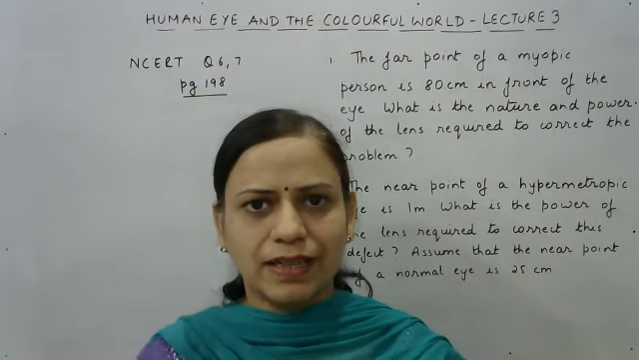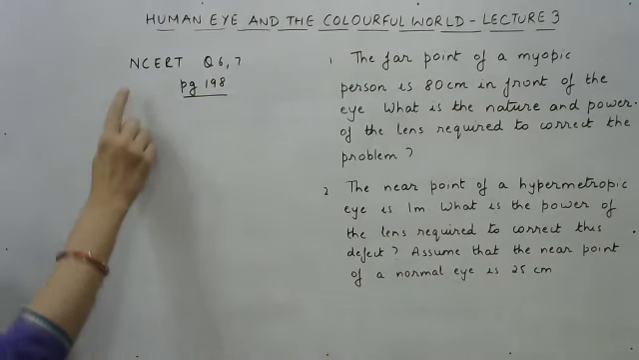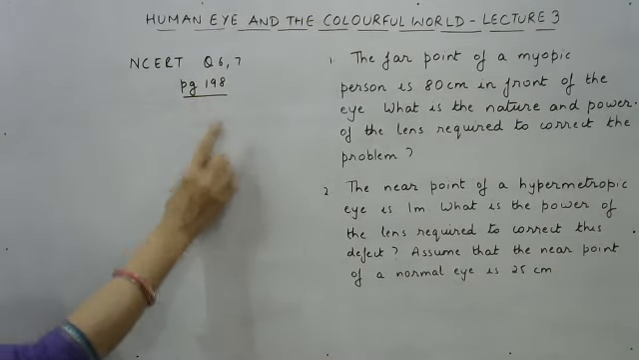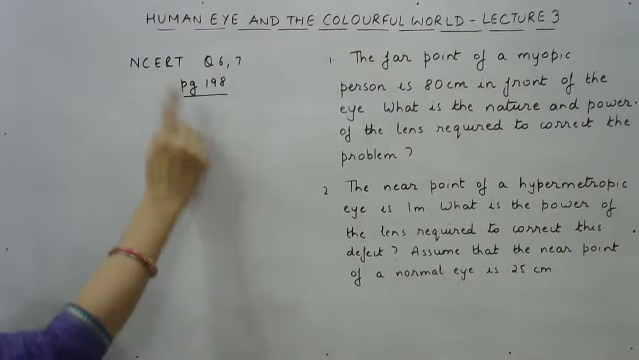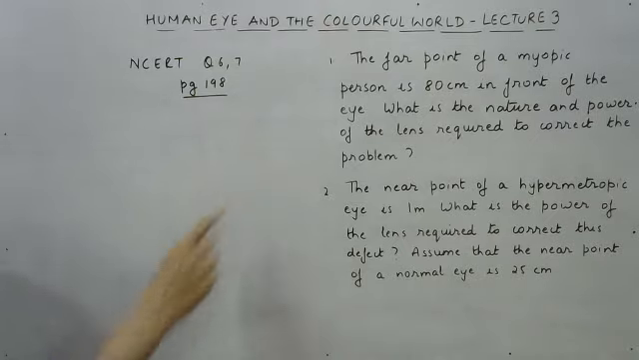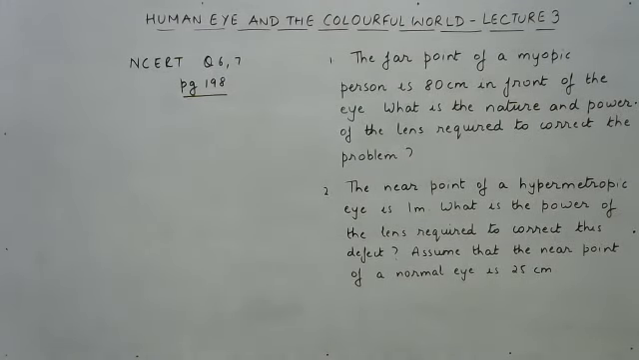The first numerical that I'm picking up is your NCERT question number 6 on page number 198, and the second question on the board is NCERT question number 7 on page 198. These are actually your NCERT book questions and they are a part of the back exercise, and they are very important from the exam point of view. So let's start with the first question.